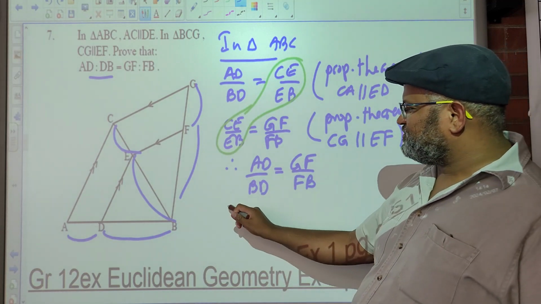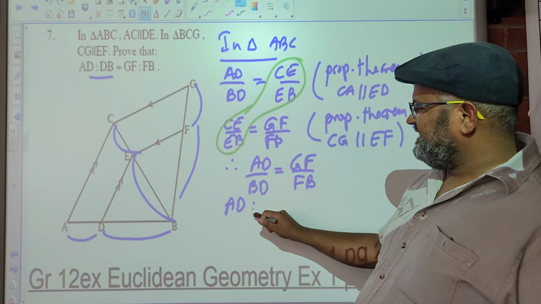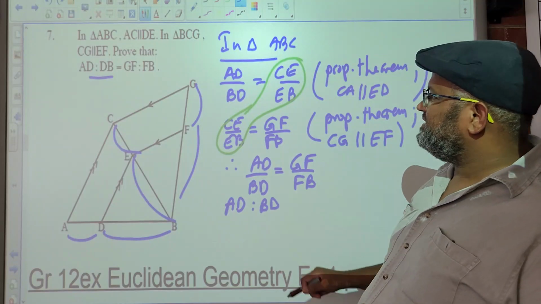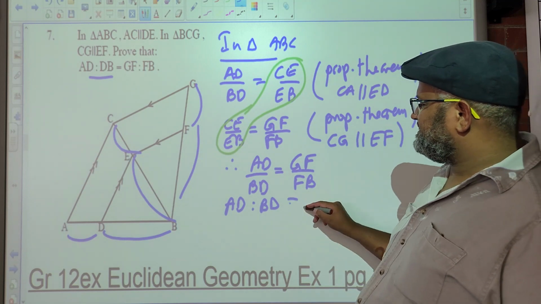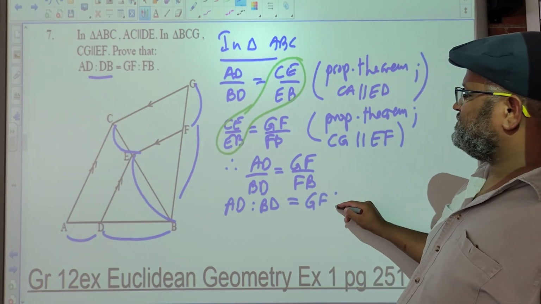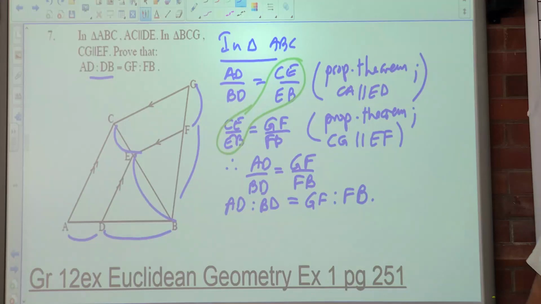And we know this can also be written as AD is to BD as GF is to FB. Okay? You guys understand?